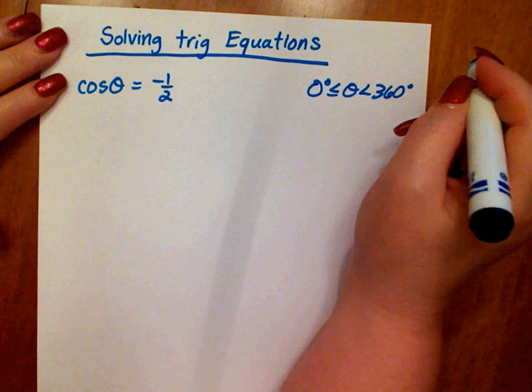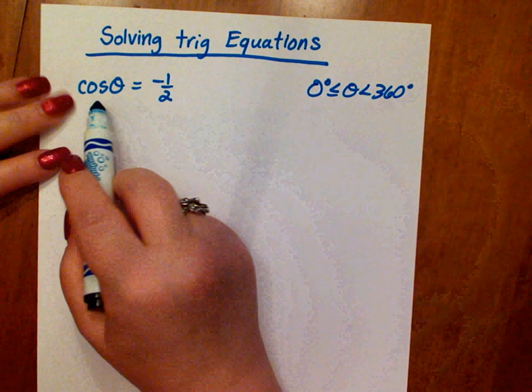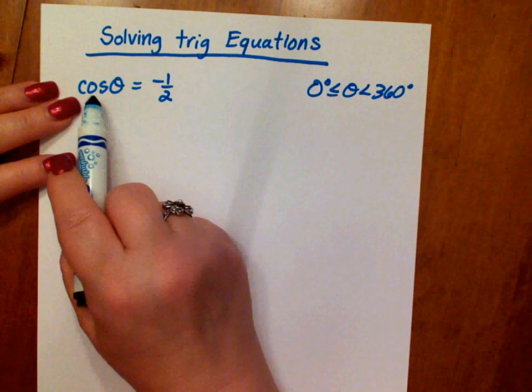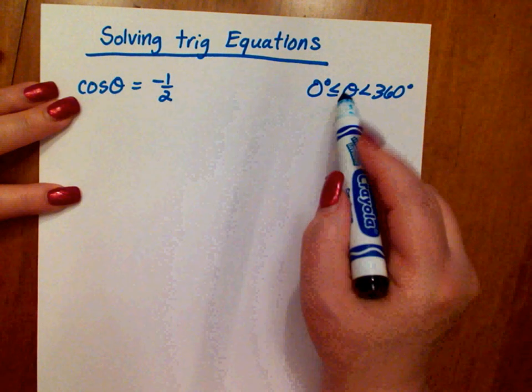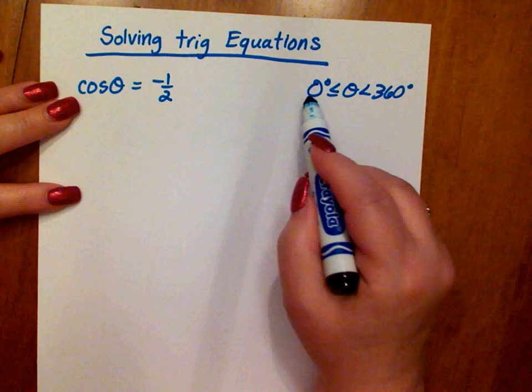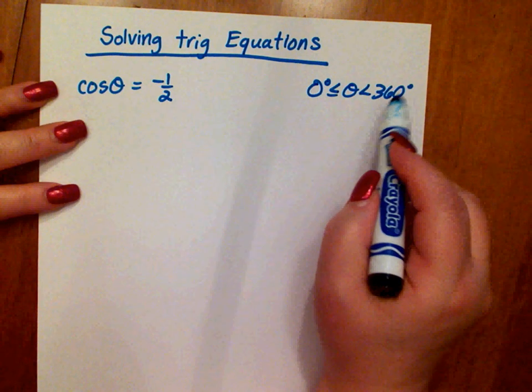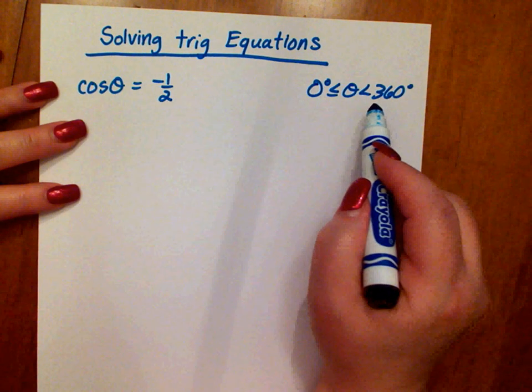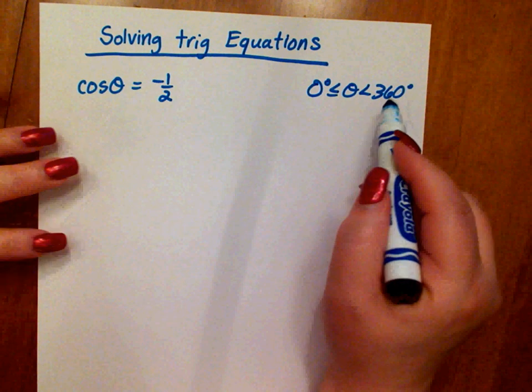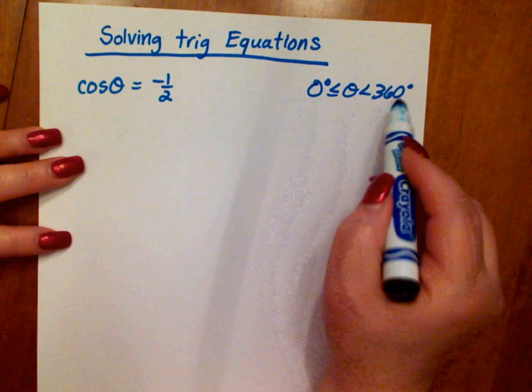Alright, this is titled Solving Trig Equations. In this case, they asked me to solve for theta, where cosine of theta is negative 1/2, and theta is between 0 degrees and 360. So this would be the indication that they want me to solve for theta in degrees. If they wanted it in radians, they would have said between 0 and 2 pi.